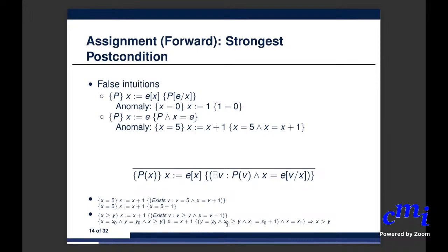Therefore, I'll end up getting x naught being greater than or equal to y, and I then introduce a new timestamp variable, x1, which is x naught plus 1. I'm saying x will take that updated value, the value of the expression e, which in this case is x plus 1, evaluated for x, whatever the value of x is in the initial state, which is x naught. This is exactly what the existential version of the post predicate is stating.